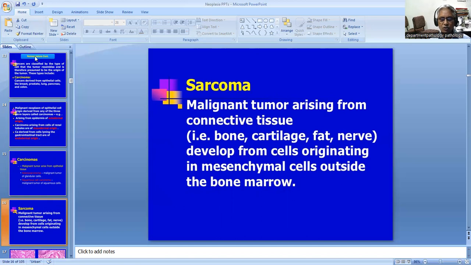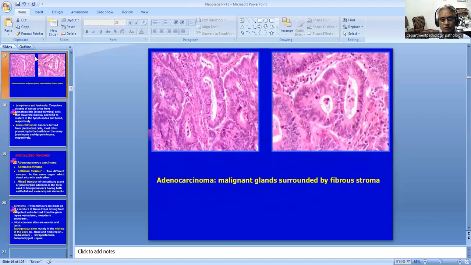And examples of tissue arising from mesodermal origin are bone, cartilage, fat, nerve. So they all are originating in a mesenchymal cell outside the bone marrow. So this is an adenocarcinoma picture, a malignant gland surrounded by fibrous stroma.